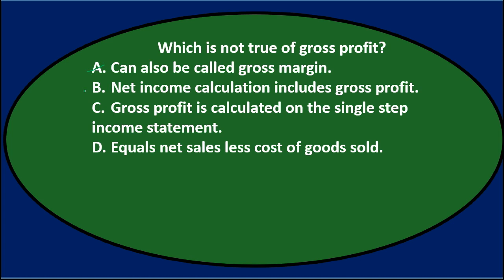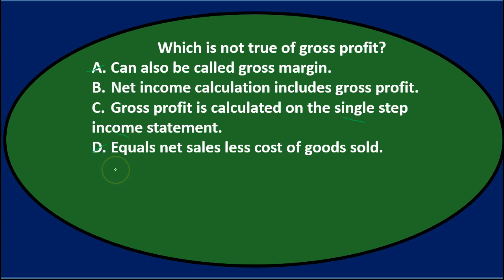So you might not really understand that one right off the bat, so I'm going to leave that for now. C, gross profit is calculated on the single step income statement. In that one, we have to figure out what is a single step income statement, and is it different than a normal income statement? I'll go back to that one. And then D equals net sales less cost of goods sold. Net sales less cost of goods sold is the gross profit calculation, so that's going to be true.